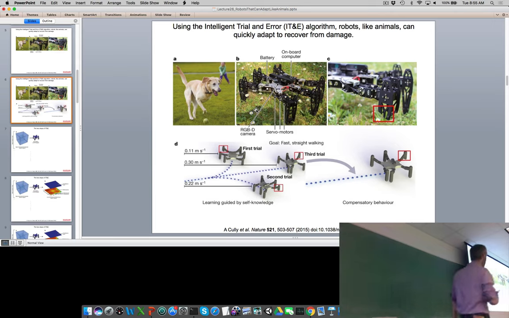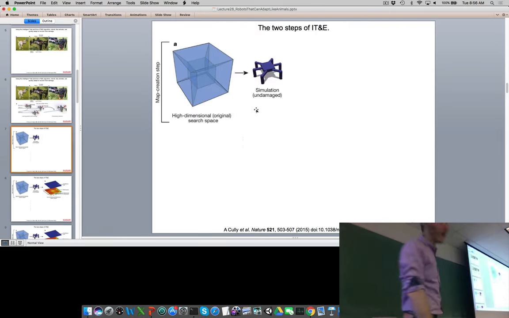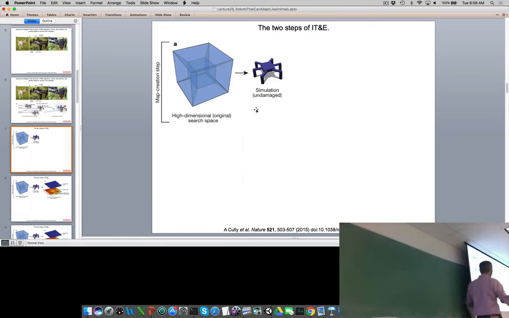So one of the things you're going to notice in this project compared to ours back in 2006 is that this robot recovers much more rapidly than the evil starfish, and we're going to look at why and how it's able to do so.